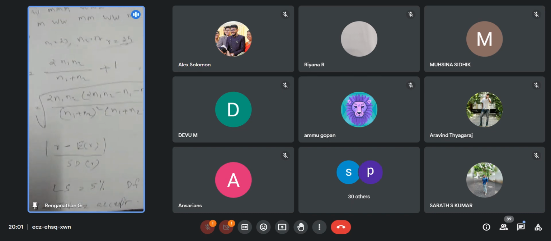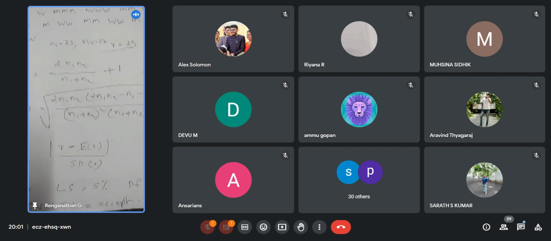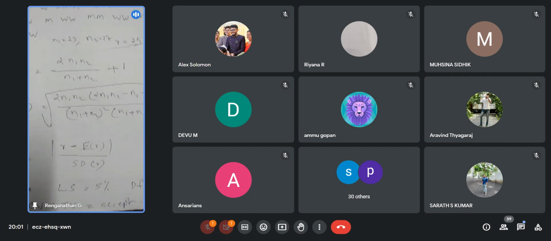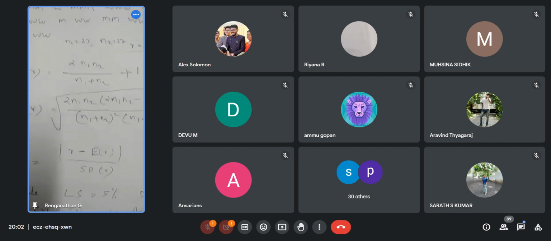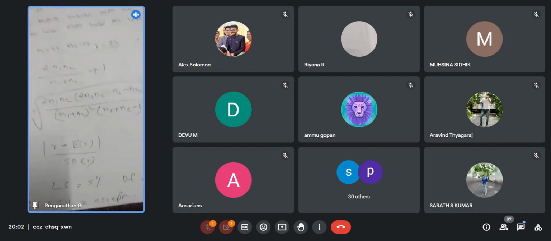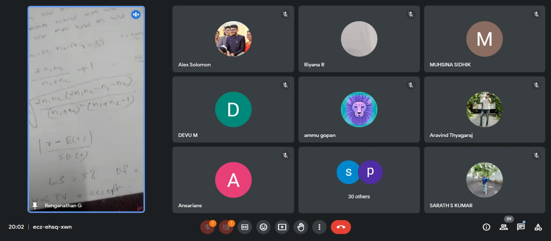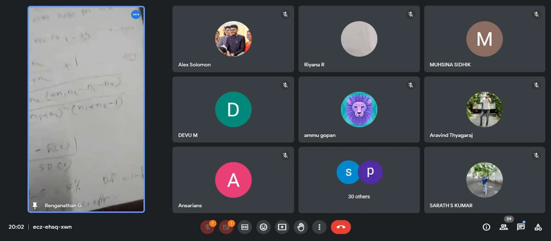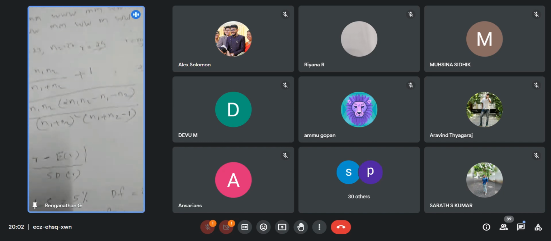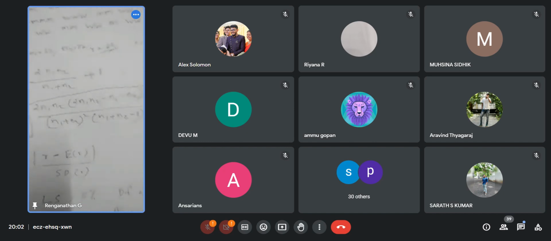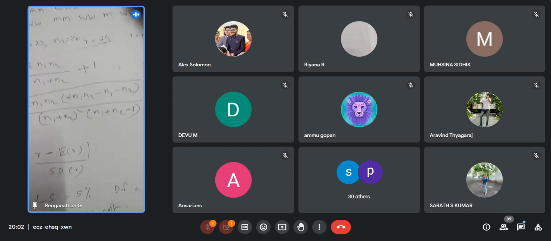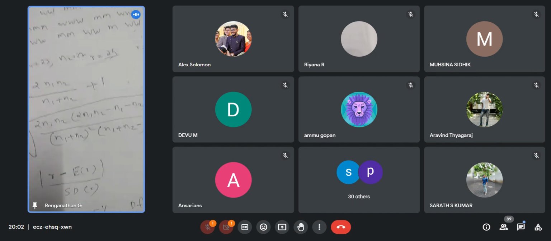If nothing is mentioned in the question, the level of significance is 5%. 5% means 5 by 100, that means 0.05. The level of significance is 5% and the degree of freedom is infinity. So these are the things we require to find the values.